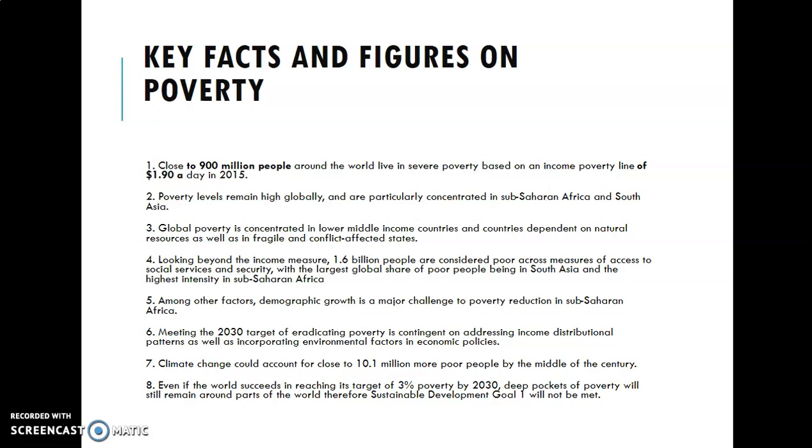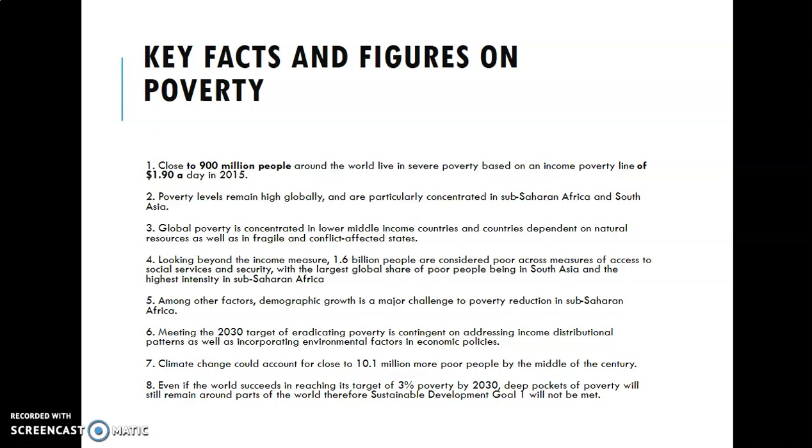So looking beyond the income, number 4 is looking beyond the income measure. 1.6 billion people are considered poor across measures of access to social services and security, with the largest global share of poor people being in South Asia and highest intensity in Sub-Saharan Africa. So 1.6 billion people are considered to be poor across measures of access to social services and security. So here again the largest global share of the poor people is in South Asia, and they don't have access to social services and security because we have a lot of problems. Again, South Asia and Sub-Saharan African countries have social security and social services deficiencies.